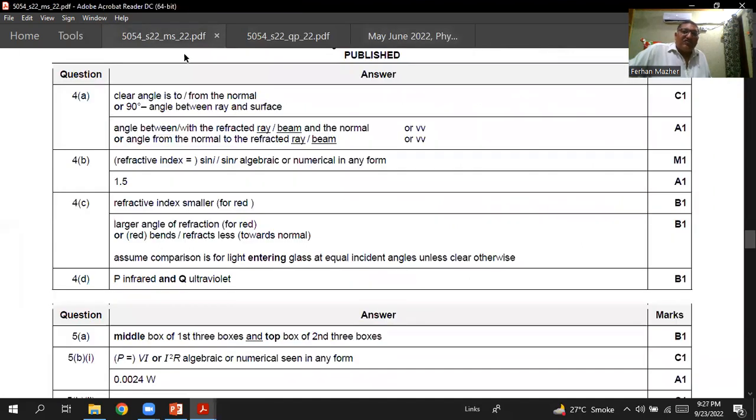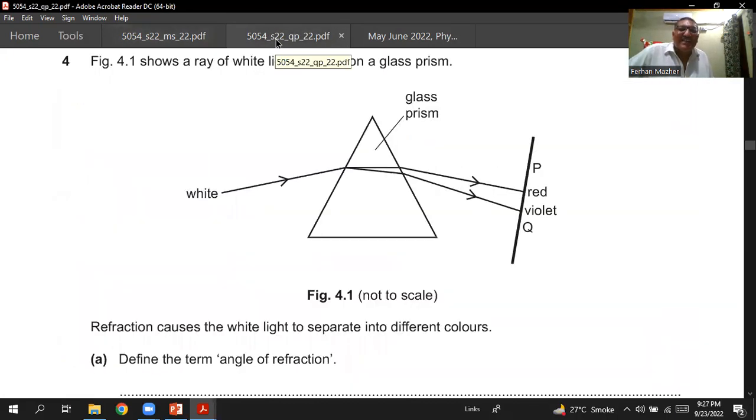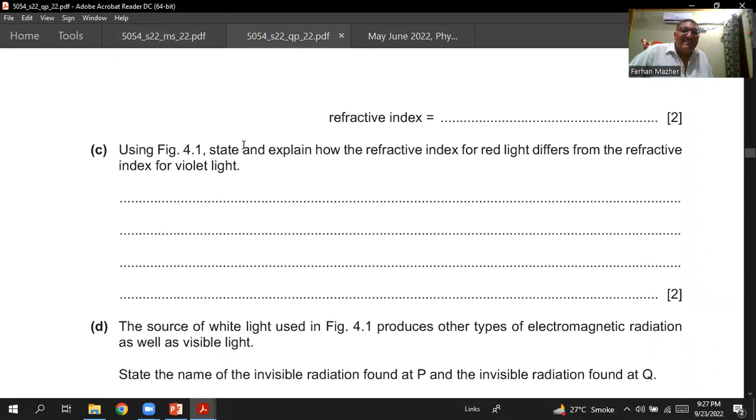So we are done with question number 4. The marking scheme of question number 4 is showing up on your screen. You can pause the video and take your time with this marking scheme. Checking the marking scheme is a very, very important thing. Sometimes people ask why you check the marking. It's very important to check what the examiner says.